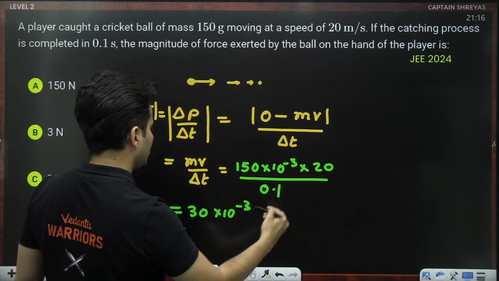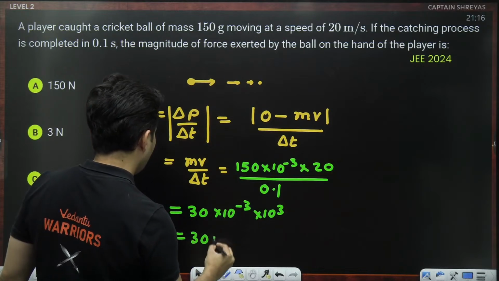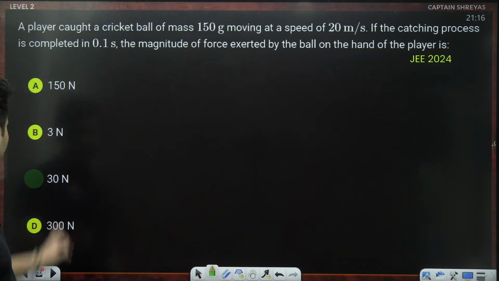This 0, and this 0. Yes. So into 10 to the power plus 3. So hence the answer should be basically 30 Newton. Just check this out. Yes, it is 30 Newton.